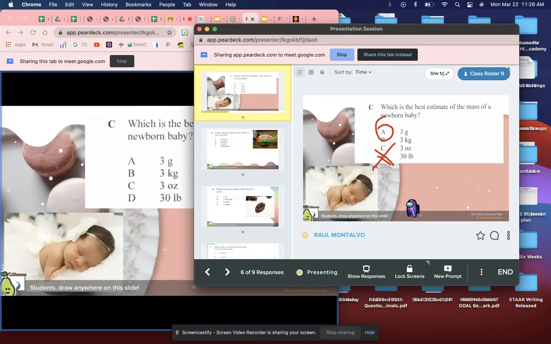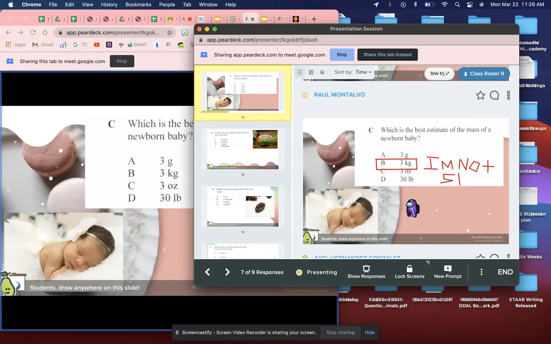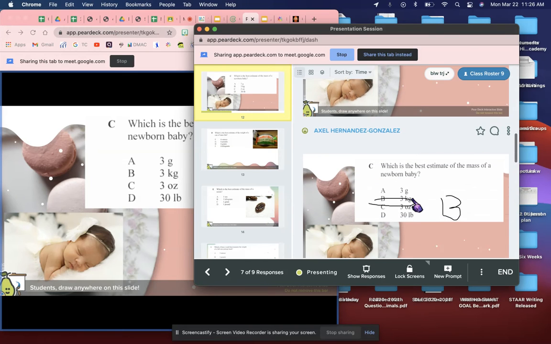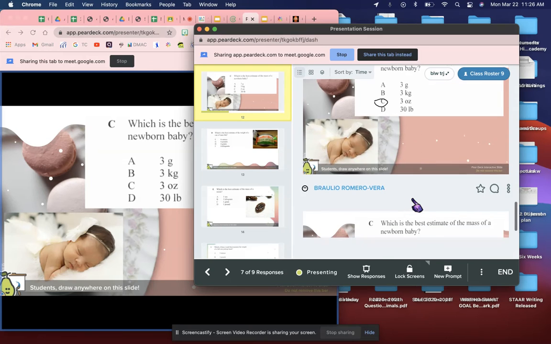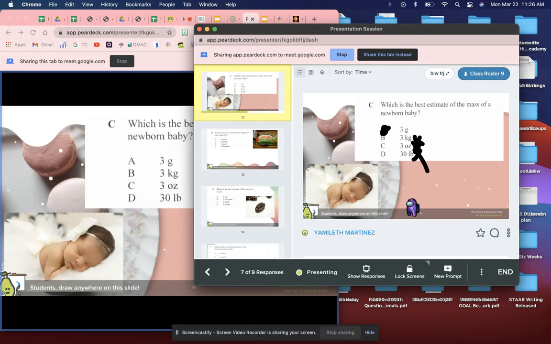No está tan segura. Raúl, I don't know your answer, if it's A or B. Axel is not sure as well. John, I see your answer. So let's talk about this one. Let's talk about it. A baby. So María dijo que un bebé is not that heavy, right?